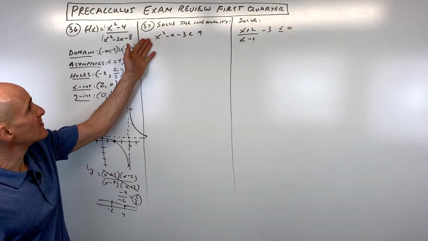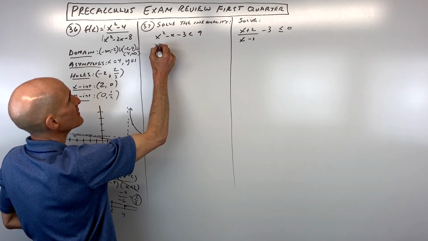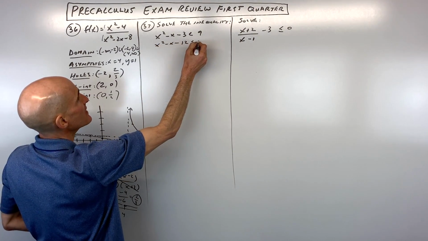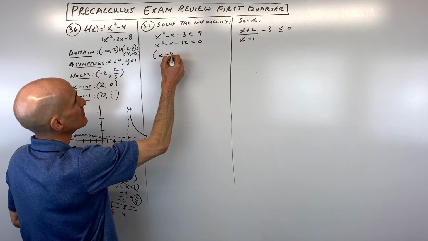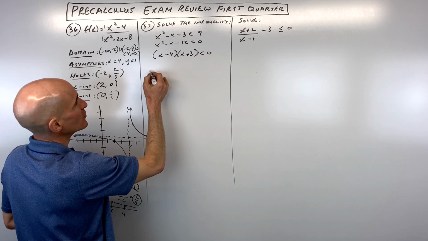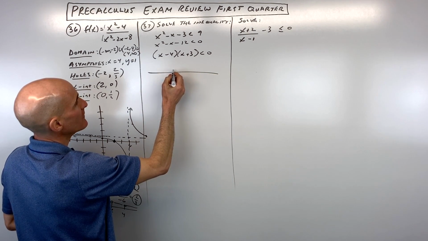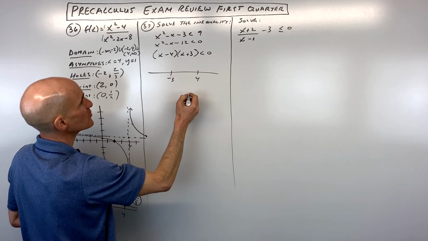So for number 37, it says solve the inequality. So here what you want to do is get everything on one side of the inequality sign and set it to 0. Then what you want to do is factor it as much as you can and set those factors equal to 0. So if we set them equal to 0, we get -3 for this one. If we set this one to 0, we get x equals 4.